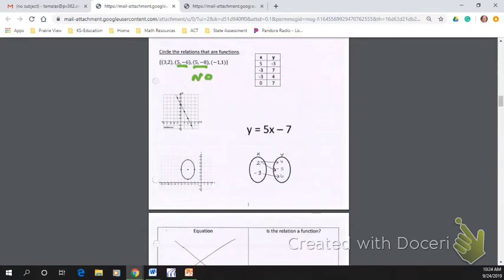Okay, how about this one right here? Yes or no? Is it a function? Why not? It's 3 or negative 3. Okay, so how would you prove that this is not a function? Tell them negative 3 and 7. You would give those 2 points, right?